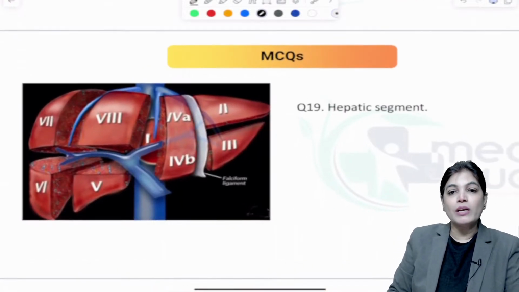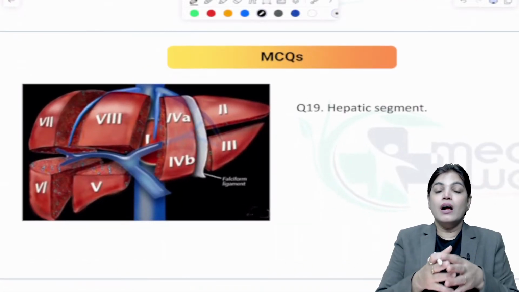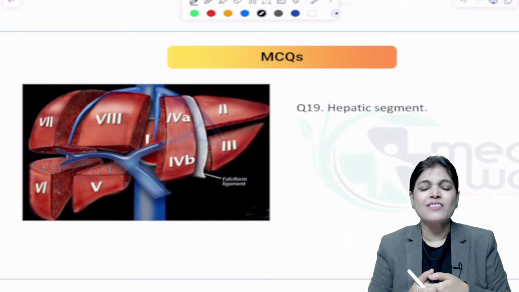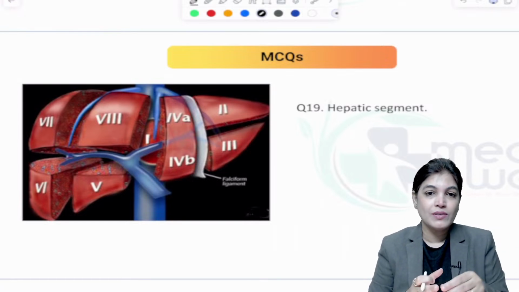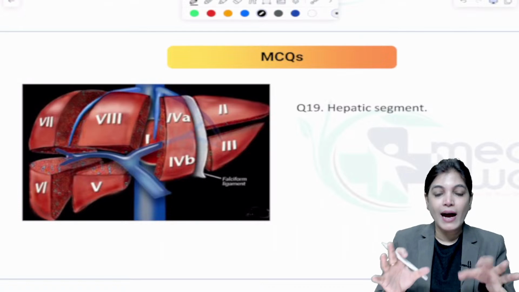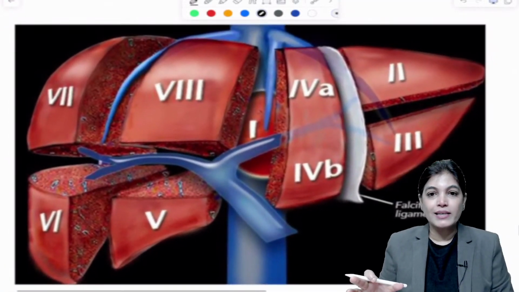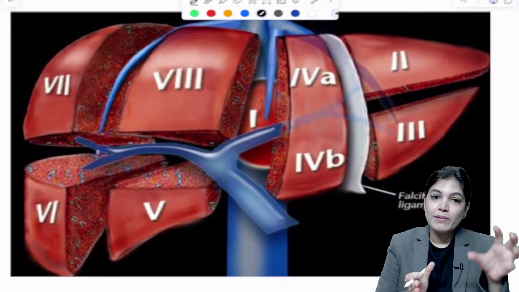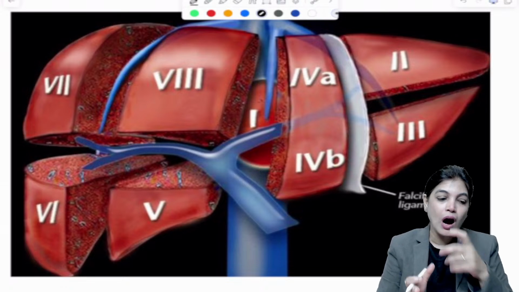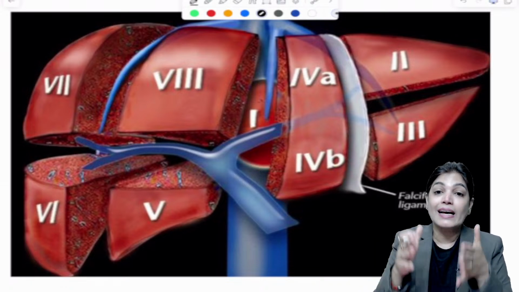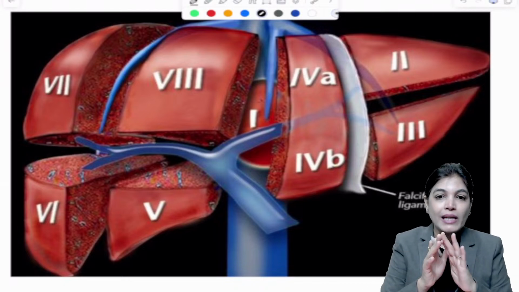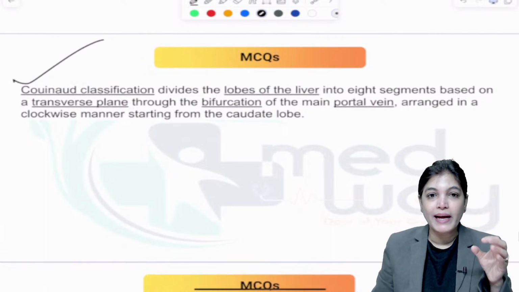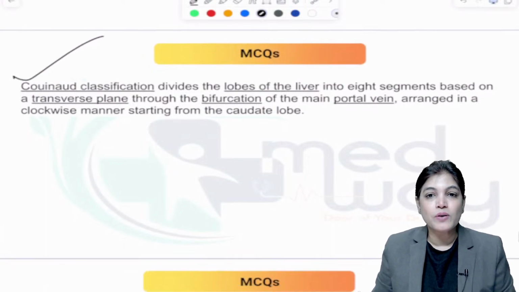Now, one of the questions was about hepatic segments. The question was about the Couinaud hepatic segments, and you have to identify the segment. This is a very important question that was asked in previous years' examinations also, so I want everybody to concentrate on this image to understand the segments. There are 8 hepatic segments and you have to know how these 8 segments have been divided. What is the criterion? These are functional segments, not anatomical segments. For that, the Couinaud classification is used, which divides the liver into 8 segments.